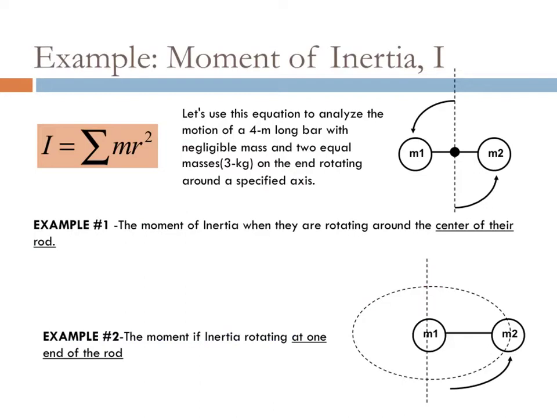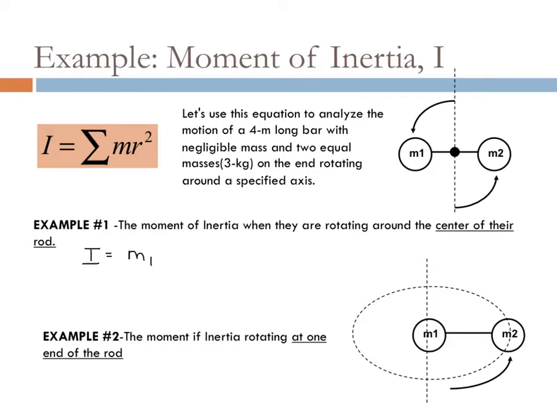So here we have a 4-meter long bar with a negligible mass and two equal mass objects at each end of this bar. And it's rotating around a specific axis. So right now, if we know that each of these objects have the same mass, then the center of mass will be located right at the middle. So this part, example 1, asks us to calculate the moment of inertia when they are rotating around the center of their rod.